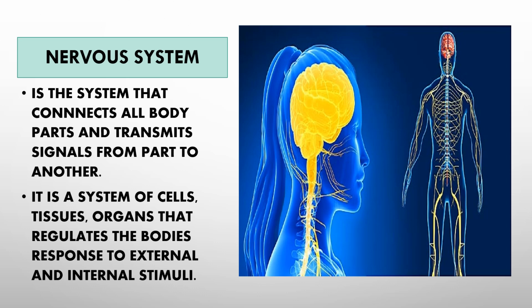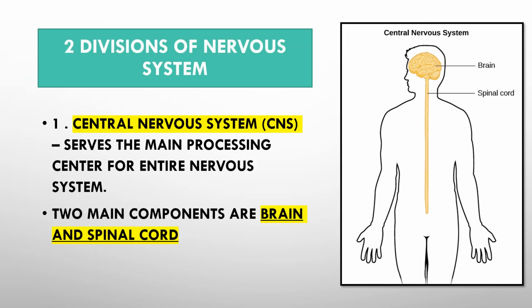Nervous system is the system that connects all body parts and transmits signals from one part to another. It is a system of cells, tissues, and organs that regulates the body's response to external and internal stimuli. There are two divisions of the nervous system.